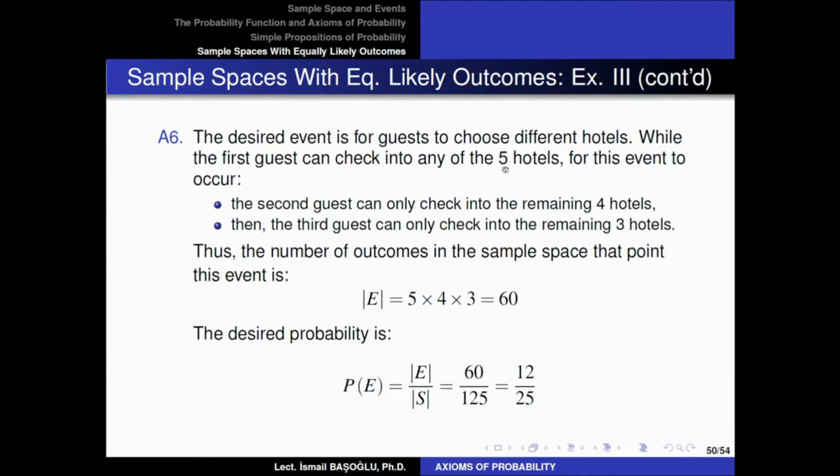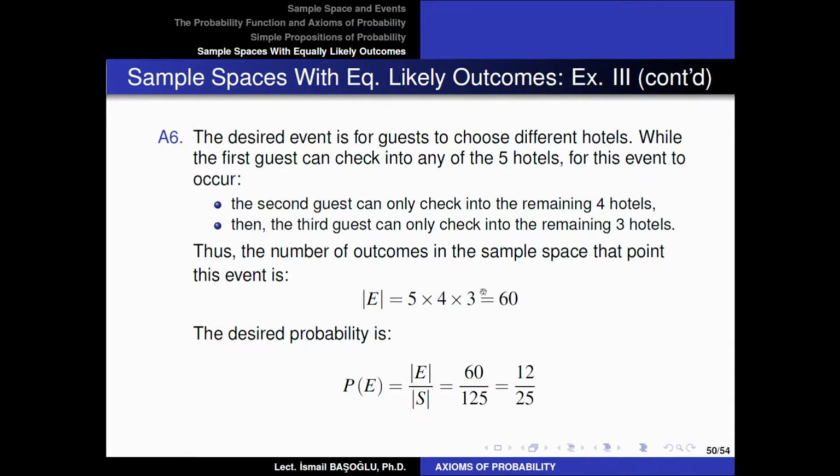However, given that the first experiment is over, if we want the event of interest to occur, which is for all guests to check into different hotels, the second guest will only have 4 different hotels that he or she can check into. Now, after the second check-in is complete, for the third guest there will be 3 remaining hotels. As a result, the number of outcomes in which all these 3 guests check into different hotels is equal to 5 times 4 times 3 by the generalized principle of counting.